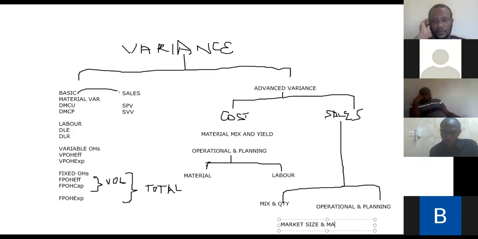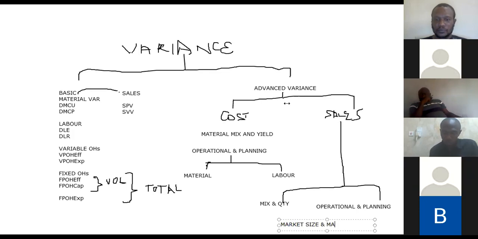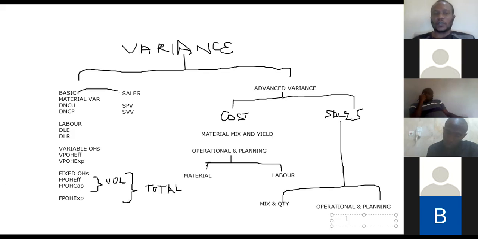Brian, yes, please. I have operational and planning in both of them. Yes, you have operational and planning under cost and sales. Then this mix and quantity, I understand everything under cost, like it makes sense thinking about it, but this mix and quantity, you're not mixing now. For sales, when you're selling more than one product, just like you thought about what happened with mix and quantity for cost, right? Mix and yield.